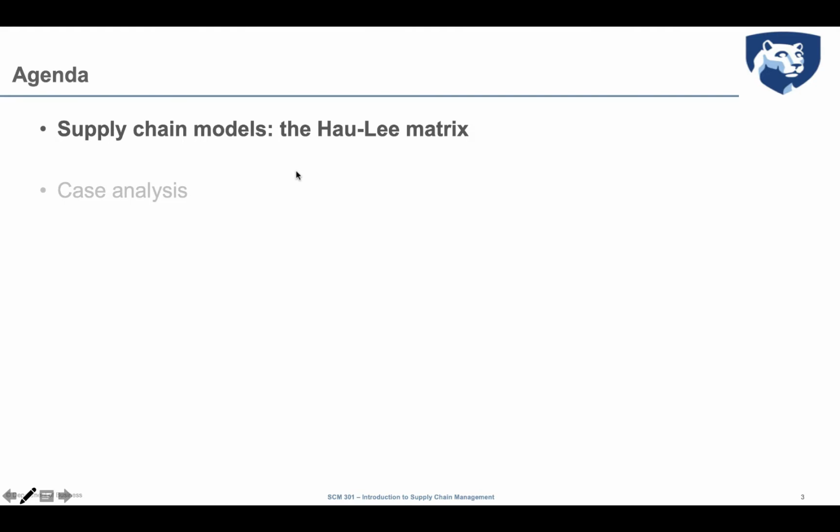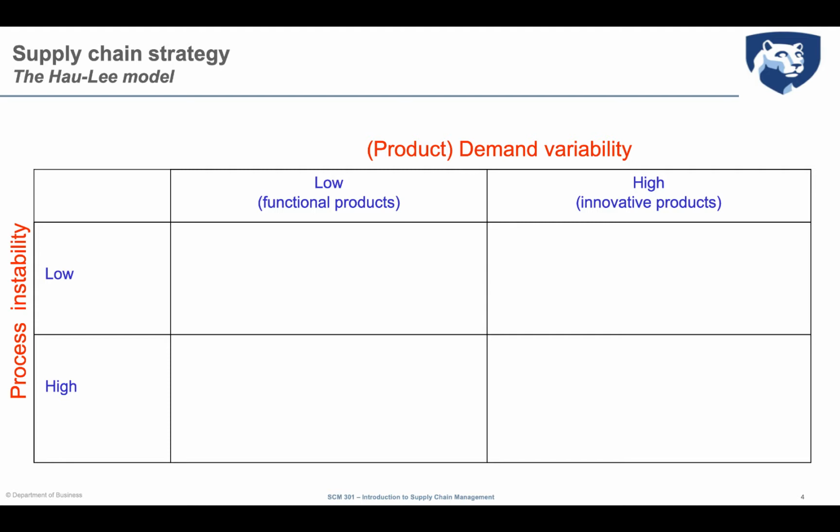In particular, there is a very popular model in supply chain, which is called the Hau Lee matrix. The Hau Lee matrix is a model that puts together some dimensions to analyze and characterize the supply chain and realize some archetypes. This is the Hau Lee model.